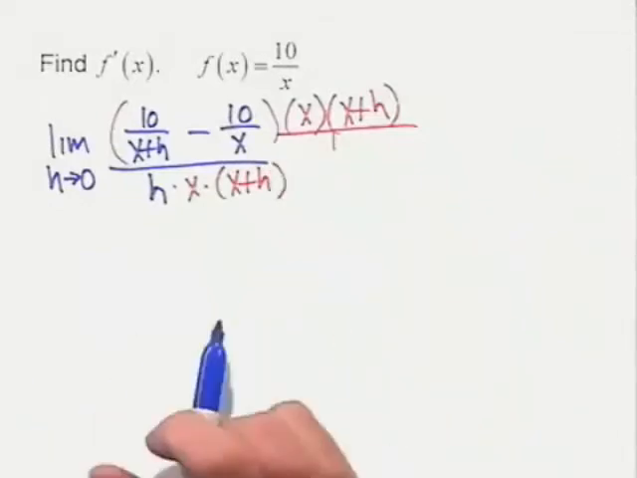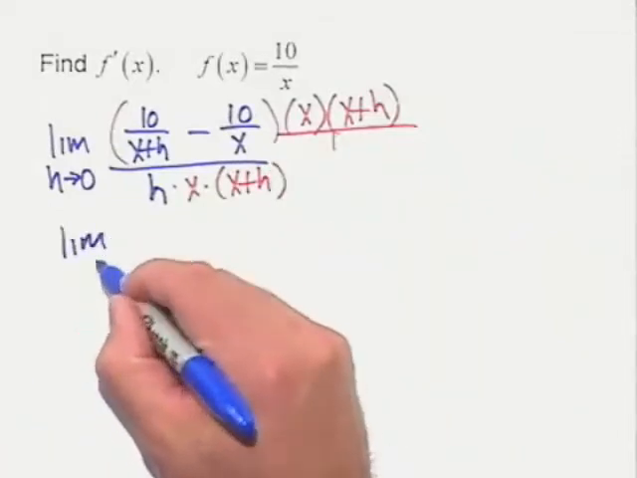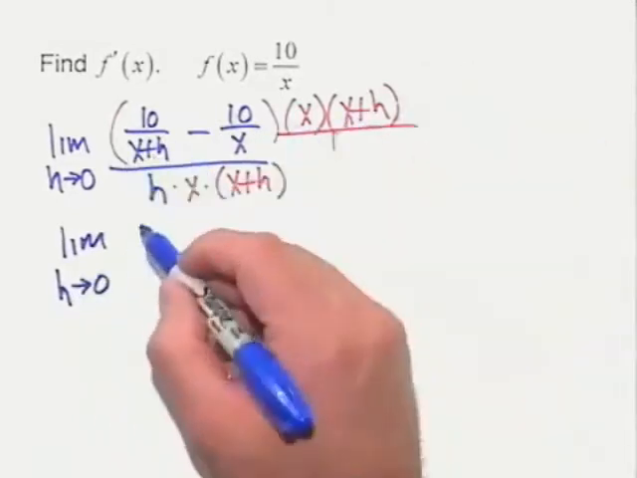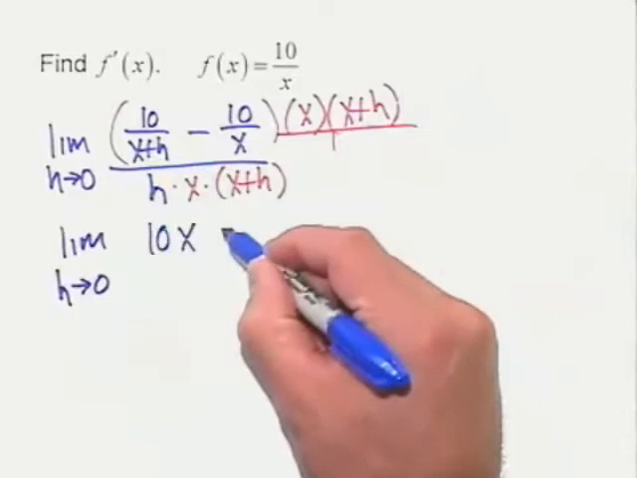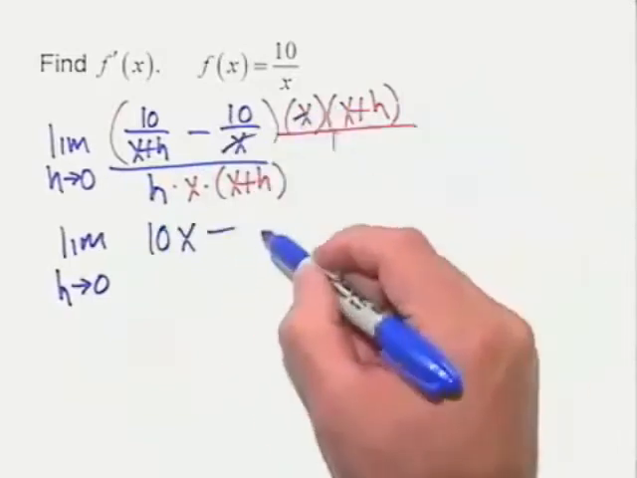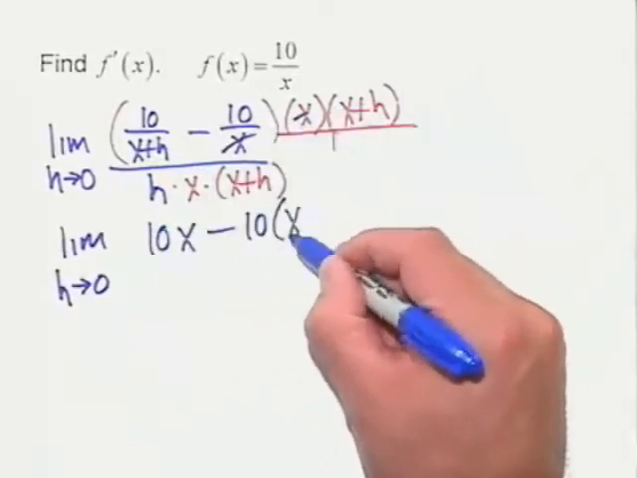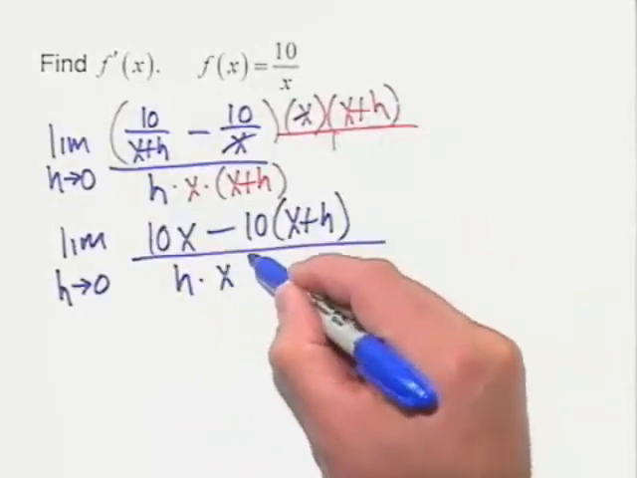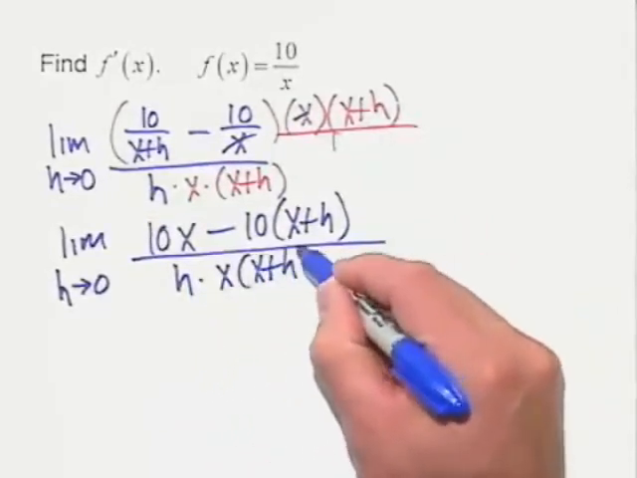So distributing, here's what we obtain. The limit as h approaches 0 of the following. In this case, the x plus h's cancel out. We get a 10x minus, here the x's will cancel out, 10 times x plus h, and that will all be over h times x plus h.